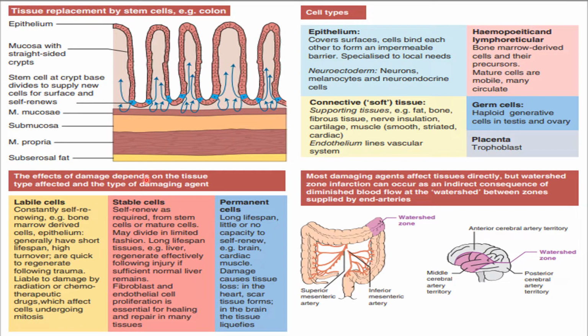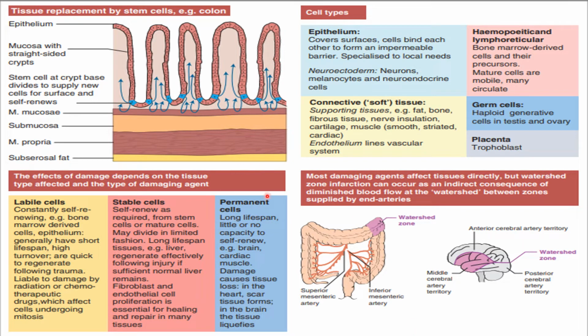Stable cells are also self-renewing but as required from the stem cells or mature cells. They may divide in limited fashion. They also have long lifespan. For example, liver, which regenerates effectively after injury if sufficient normal liver will remain.